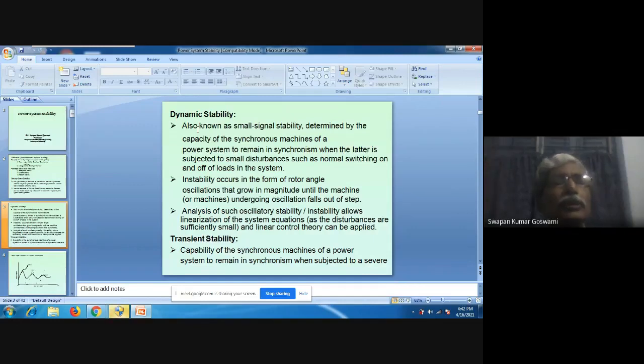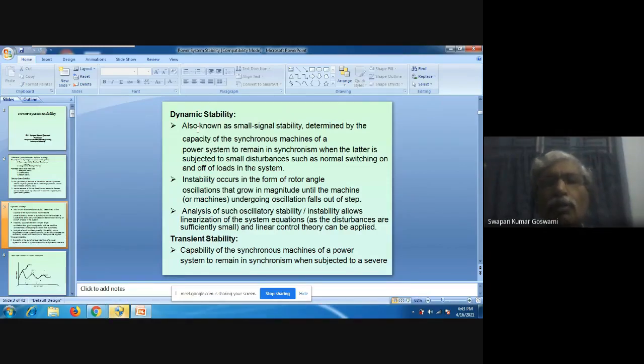Rather, we shall be discussing the transient stability problem. What is the transient stability problem? This is the stability problem because of the effect of large disturbances. Okay, when there are large disturbances in the form of a fault, because large disturbances cannot come from load changes.